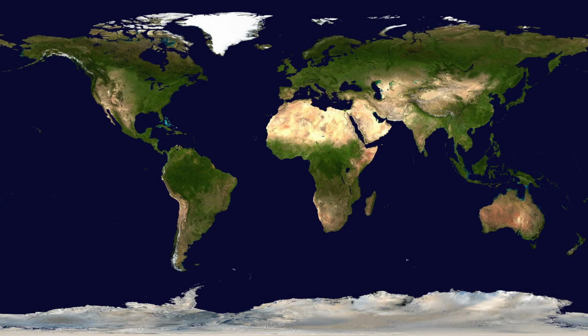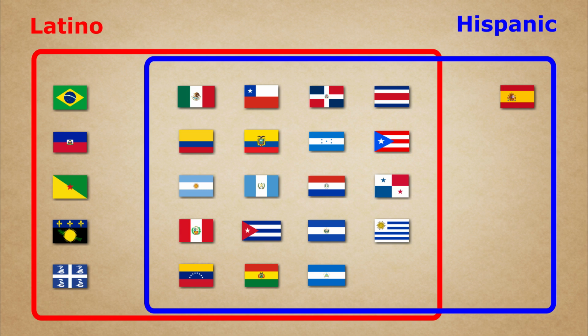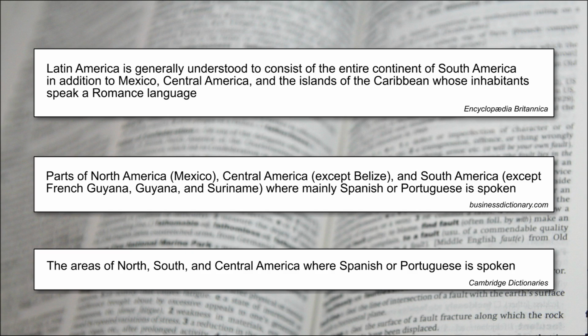So Latin America would be Mexico, part of North America, all of Central America, excluding Belize, the majority of South America, excluding Guyana and Suriname, and in the Caribbean, Cuba, Dominican Republic, Puerto Rico, Haiti, and the French West Indies. So like I said, there is a huge overlap between the terms, which is why they're so often used interchangeably. But there are so many differing definitions of Latin America, most of which are, well, wrong.